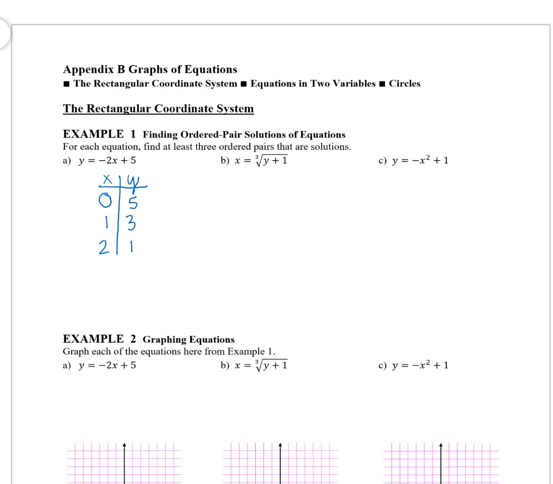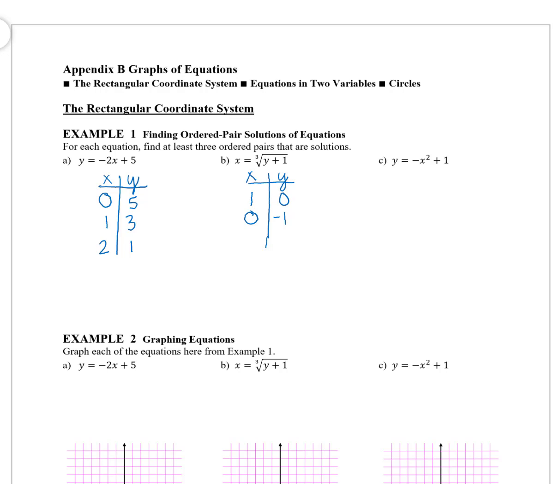For part B, now this equation has x by itself, so it's easier if we choose values for y and then solve for x. So what if y is 0? Then x would be 0 plus 1 is 1, the cube root of 1 is 1. What if y is negative 1? Then x is going to be 0, right? Because negative 1 plus 1 is 0, and the cube root of 0 is 0.